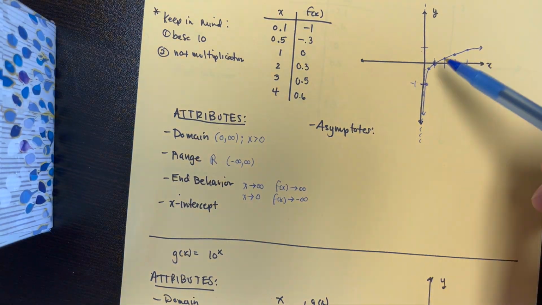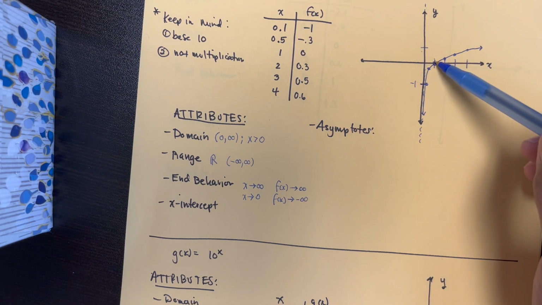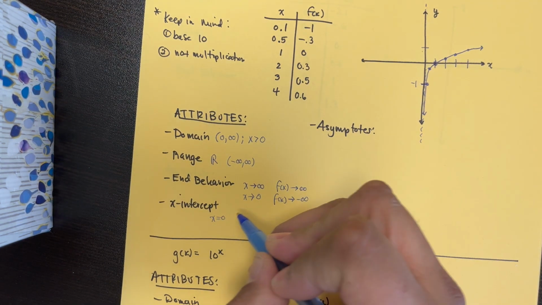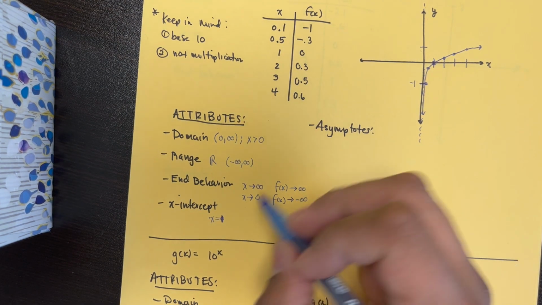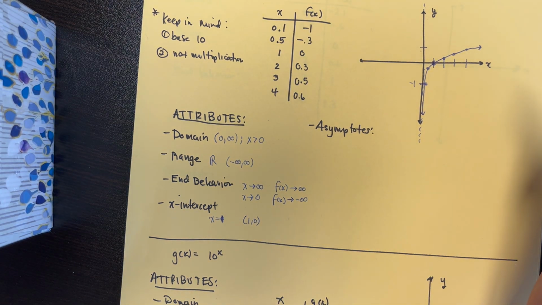The x-intercept, whenever we're doing the x-intercept, is just basically where we're crossing the x-axis. So we're crossing the x-axis at x equals 1, okay? So this is happening at x equals 1. Sorry, 1, not 0. And the point is going to be (1, 0). So that's the x-intercept, okay?